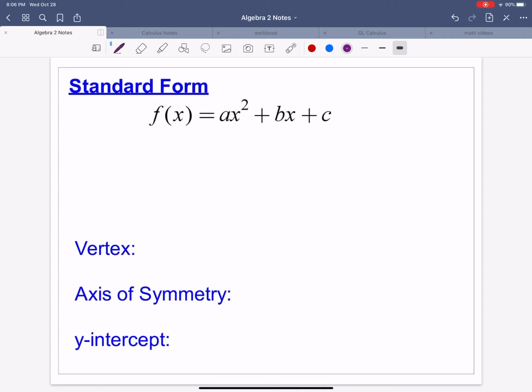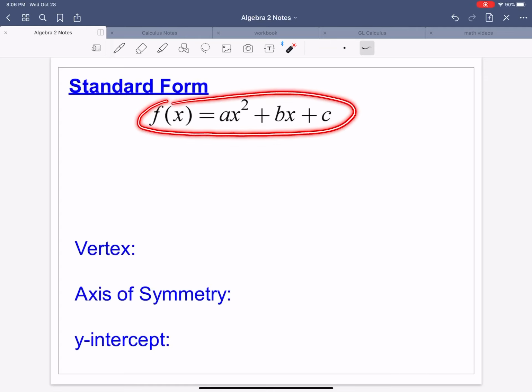Today's topic is standard form in quadratic functions. Today we're going to look at how to identify all the key attributes like the vertex, the axis of symmetry, and the y-intercept. We're going to sketch graphs and look at domain and range. We're going to do it all today, specifically with standard form. So buckle up, get ready to go, because we're going to jump right in.